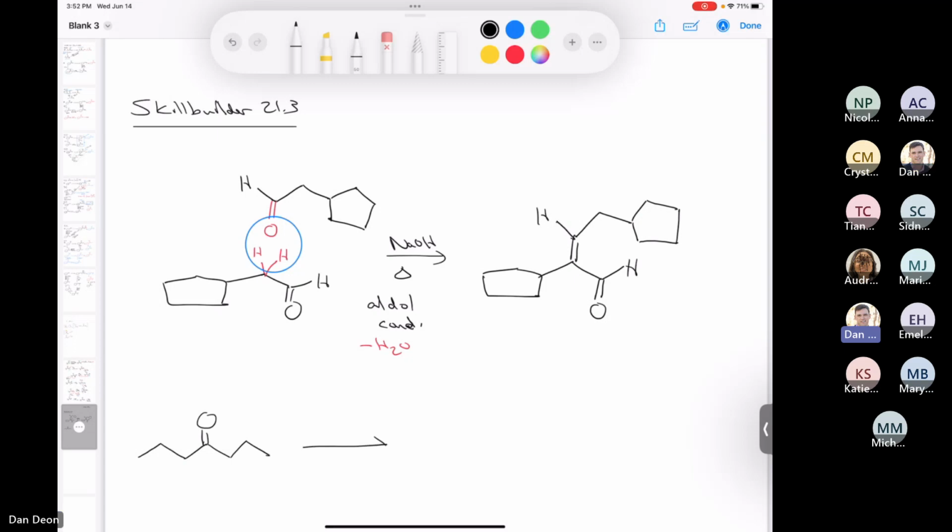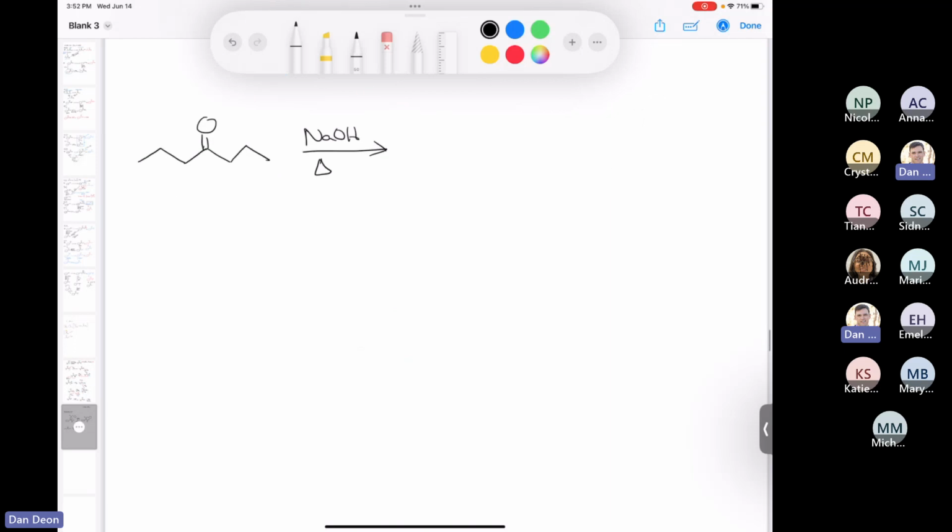So if we treat this with sodium hydroxide and we heat it up, what's the final product going to look like? Here's what we're going to do: we're going to copy this and paste it. I'm not going to color code it the exact same way this time. I'll put these two protons in blue, and I'll change the oxygen to blue.